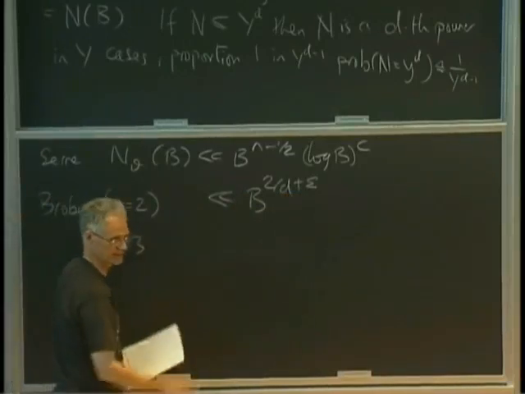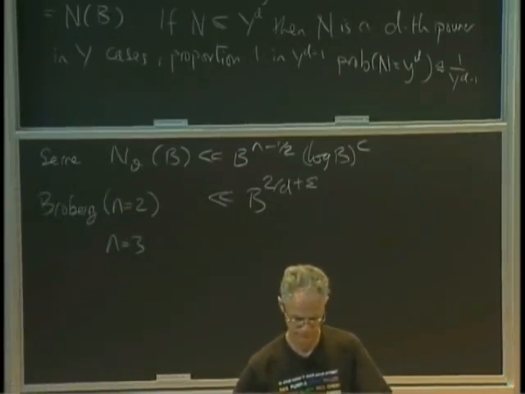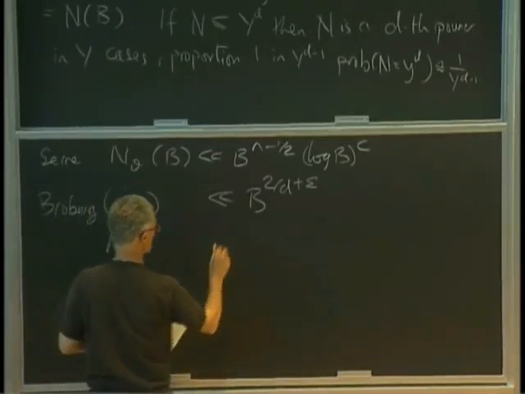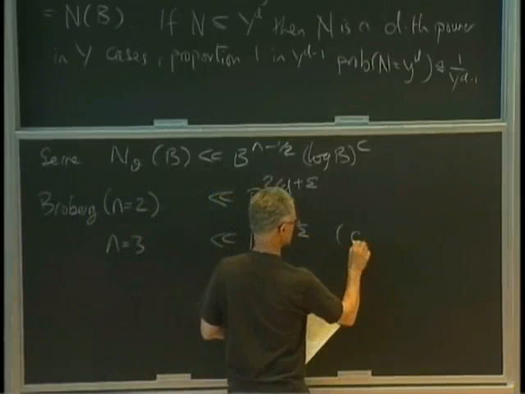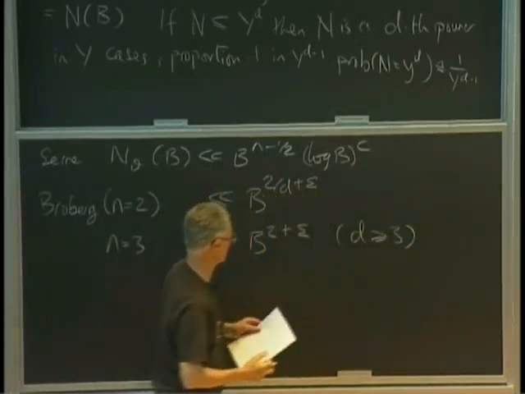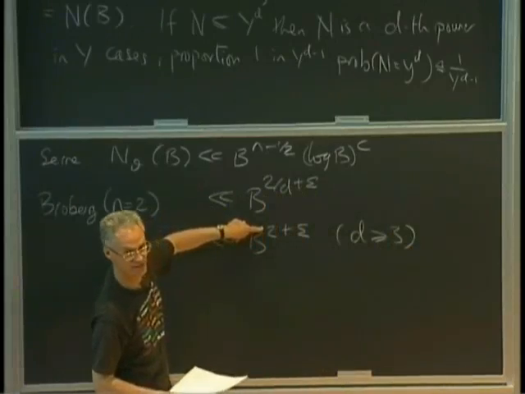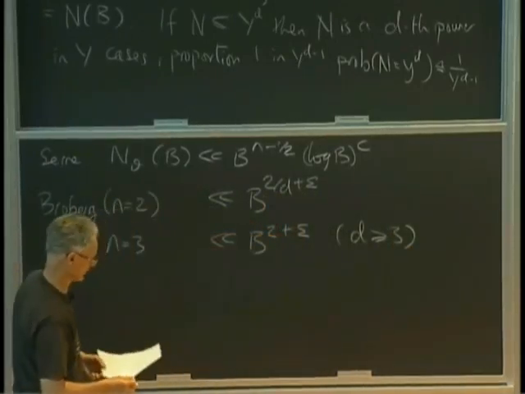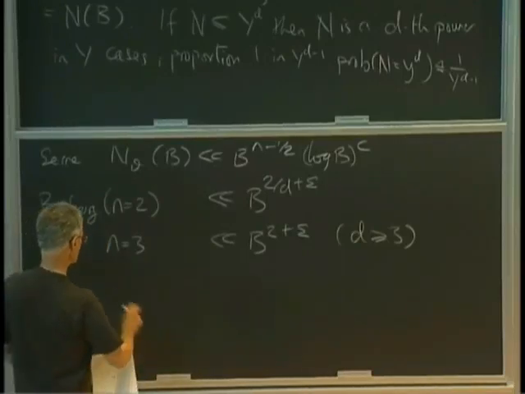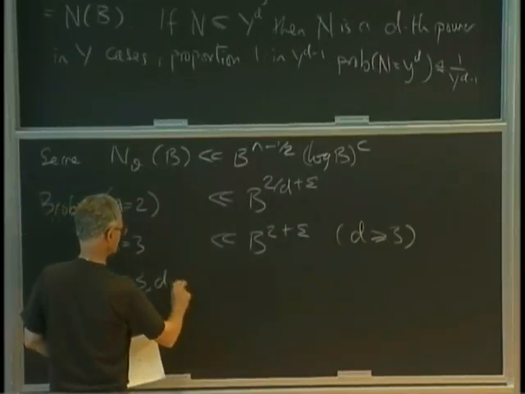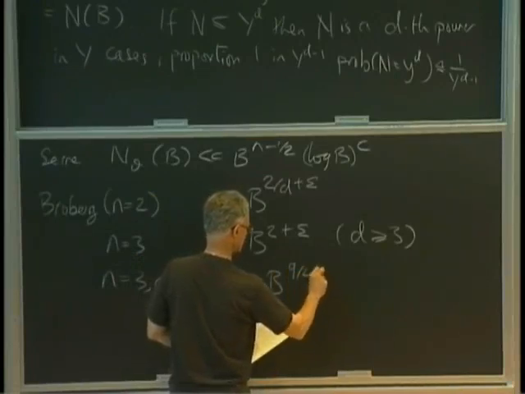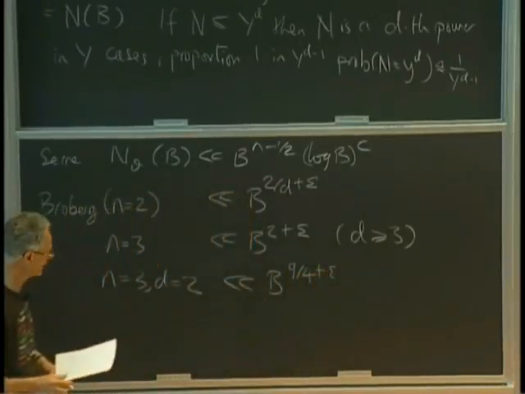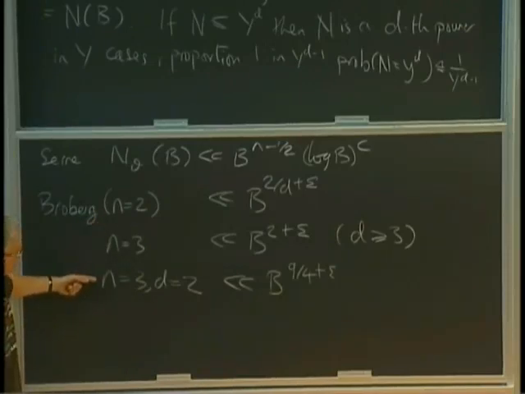Broberg also had results for n equals 3. And there he gets b to the 2 plus epsilon, providing the degree is at least 3. And again, that's virtually what Serre was asking for, apart from the epsilon, and probably that could be removed. But in the case when n is equal to 3 and d is equal to 2, one doesn't quite get Serre's conjecture. He was only able to get exponent 9/4. So even for these low-dimensional cases, we're not quite at Serre's conjecture.